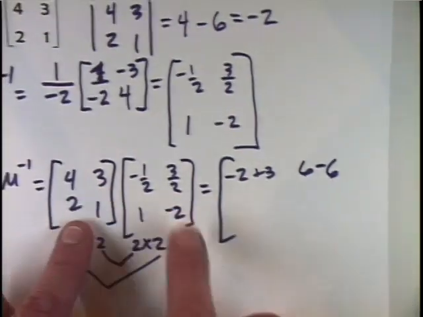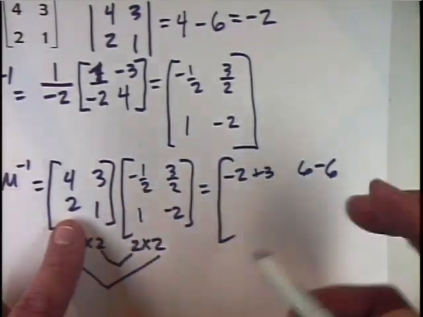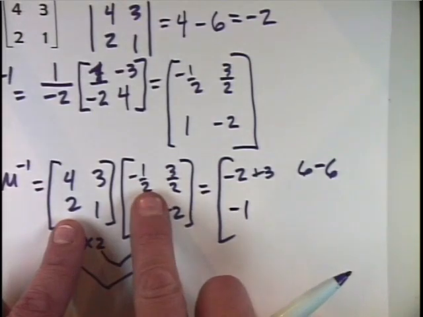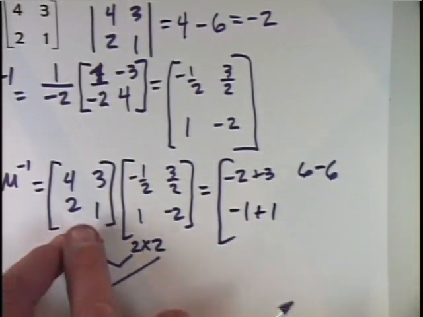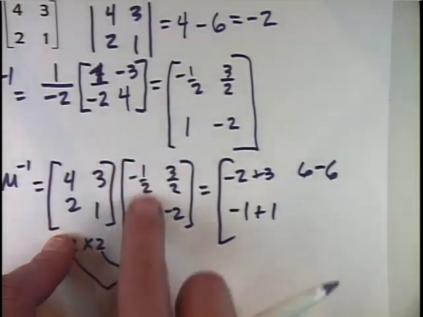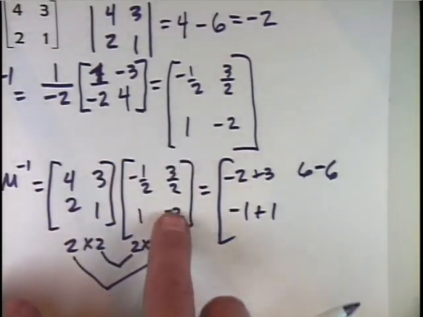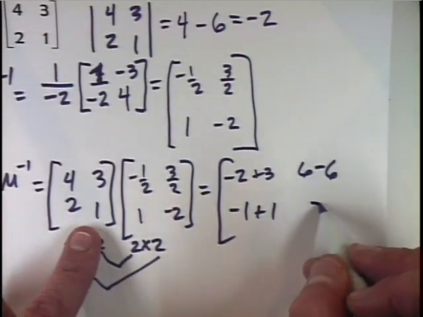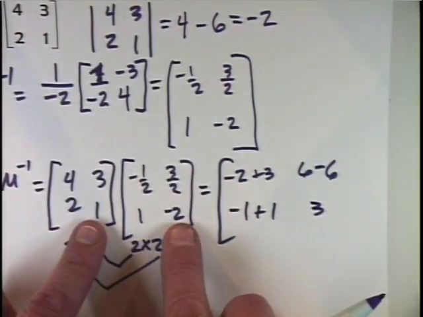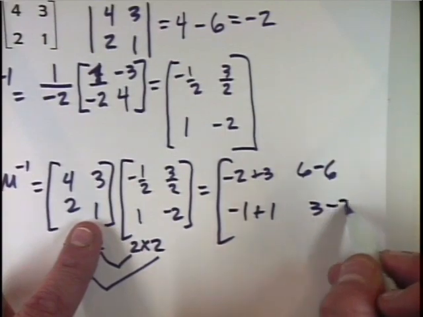Then I move down to the second row, first column. 2 times negative 1/2 is negative 1. 1 times 1 is positive 1. That's my new 2, 1 position. And then finally, second row, second column. 2 times 3/2 is 3. And then finally, 1 times negative 2 is negative 2.